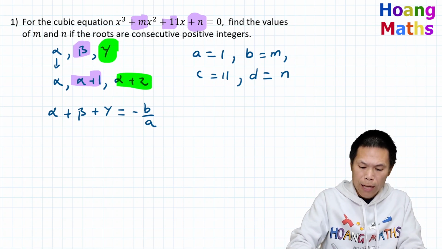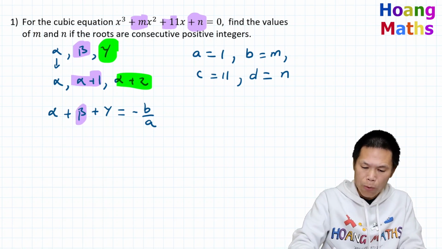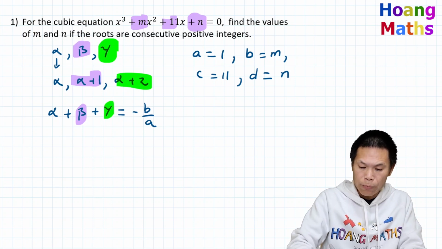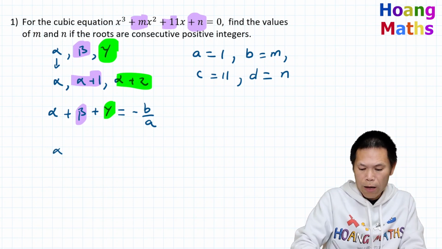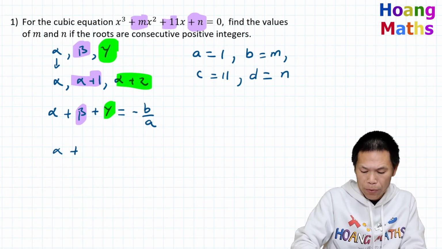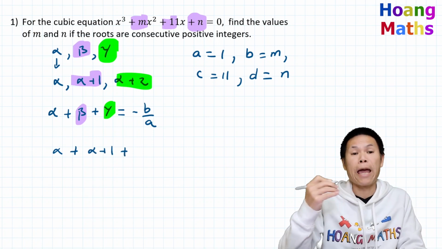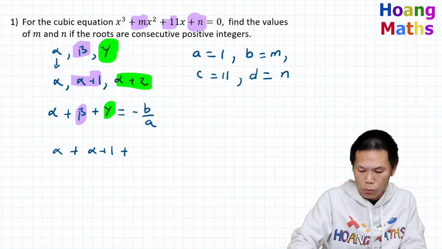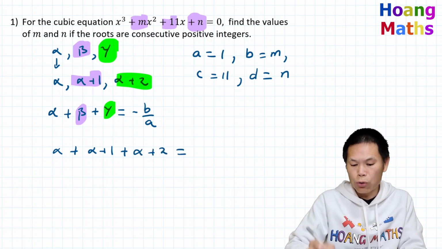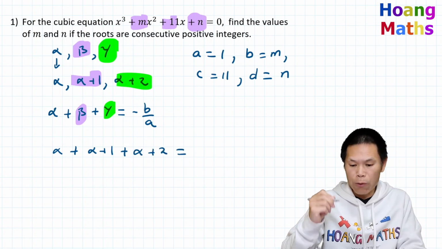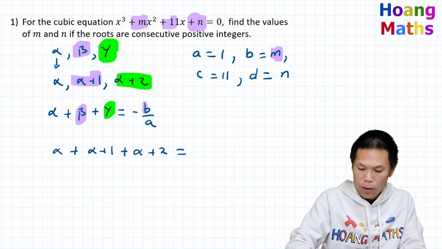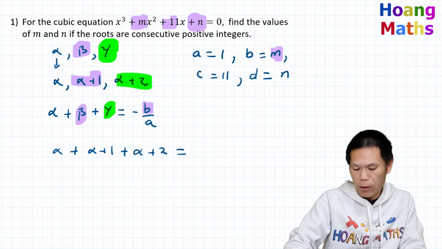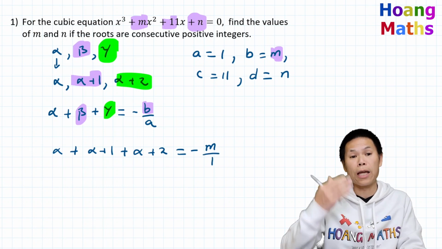So there you go. Alpha plus beta plus gamma. And we know that beta is alpha plus 1, and gamma is alpha plus 2. So that will give me alpha plus (alpha plus 1) plus (alpha plus 2), which is equal to negative b over a. And we know that b is m, so negative m over a, and a is 1. So that is negative m.